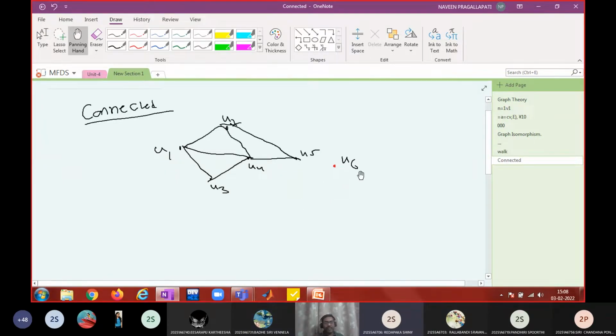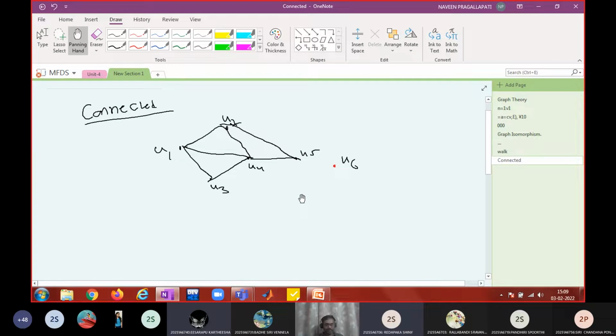So U5, U6 are disconnected because there is no walk. U4, U6 are disconnected because there is no walk. U1, U6 are disconnected because there is no way of reaching from U1 to U6. Whereas U1, U5 are connected because there is a walk. There can be several walks. If you can find at least one walk from one vertex to another, then they are said to be connected. So what do you mean by a connected graph?